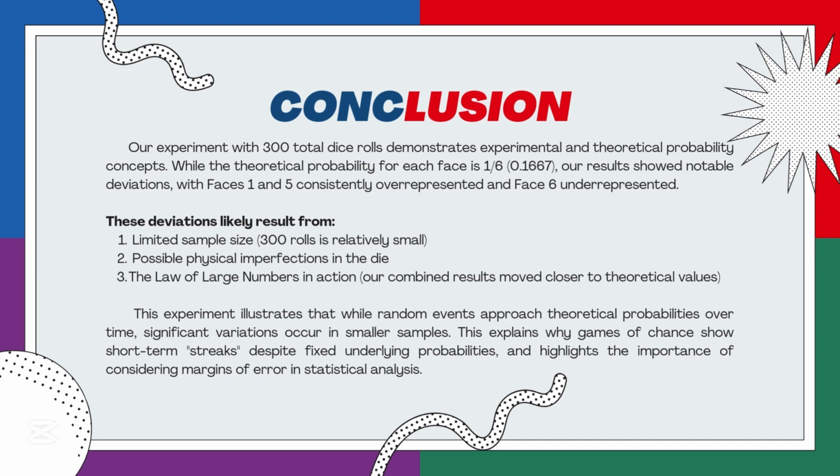First, 300 rolls may sound like a lot, but it's still a small sample size. Second, the die itself might not be perfectly balanced, and small imperfections can affect how it lands. And lastly, this is a good example of the law of large numbers, which says that the more trials you do, the closer your results will get to the expected average.